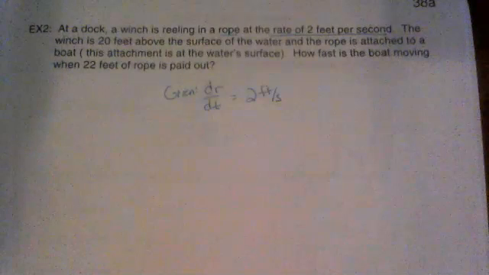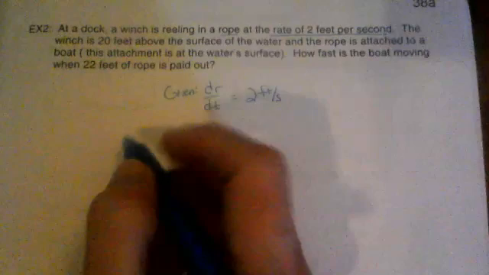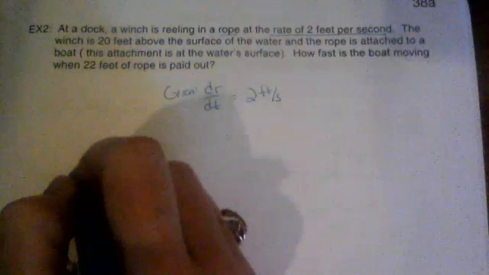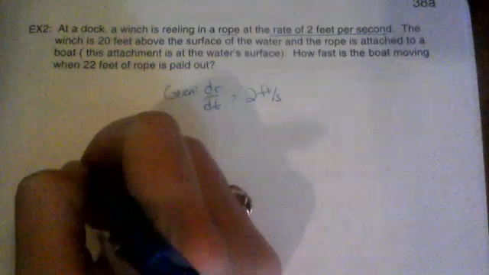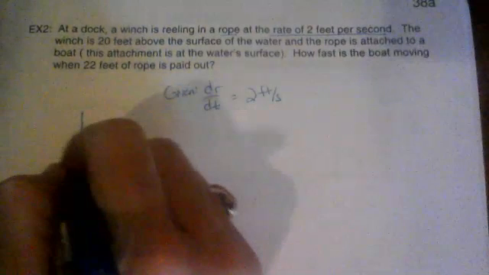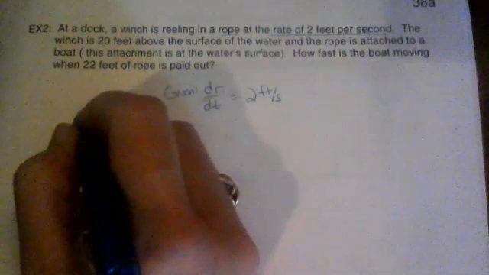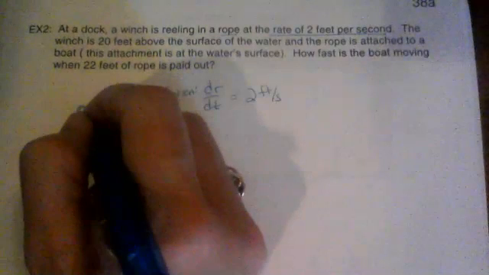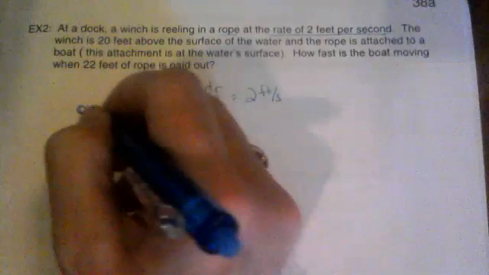It says the winch is 20 feet above the surface of the water and the rope is attached to a boat. This attachment is at the water's surface. How fast is the boat moving when 22 feet of rope is paid out? So let's see if we can draw a picture. We've got our water surface. We've got this winch, which is probably on the dock, attached to some kind of pole. Here's our pole, and here's our winch that's pulling in this rope.